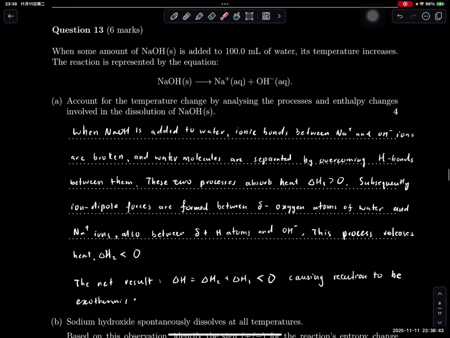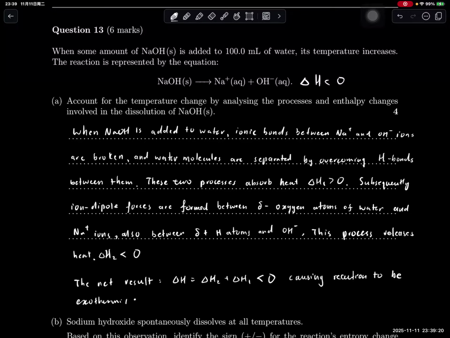Question 13. When some amount of sodium hydroxide is added to 100 ml of water, its temperature increases. So the reaction is represented by this reaction. The question gives you the reaction, but if the question didn't give you the reaction, please write it somewhere in your answer. Account for the temperature change by analyzing the process in terms of enthalpy change involved in dissolution of that. So temperature increases. Given the question, as temperature increases, this indicates that this whole reaction will be exothermic. So draw a little delta H smaller than 0 here for you.